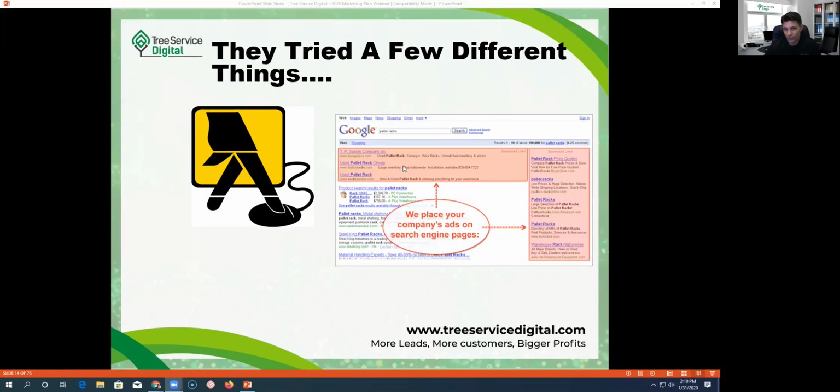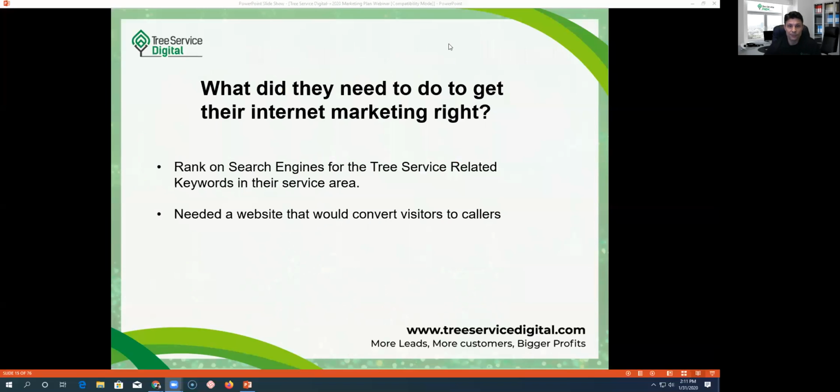When people do that search, you want to be up here at the very, very top, and in the maps for searches like tree service your city, tree trimming your city, tree pruning your city, land clearing. All of those valuable keywords you got to show up for if you want those motivated callers.